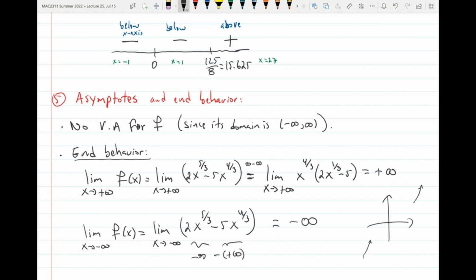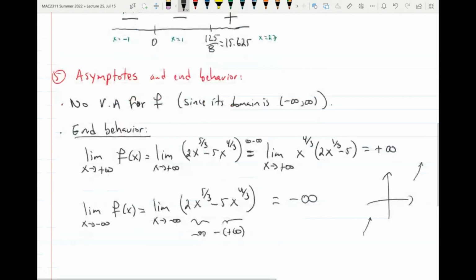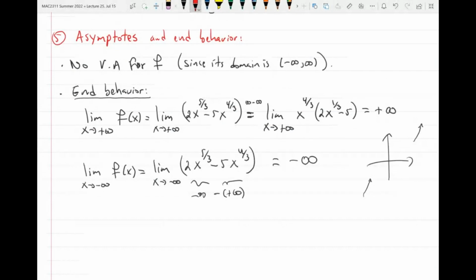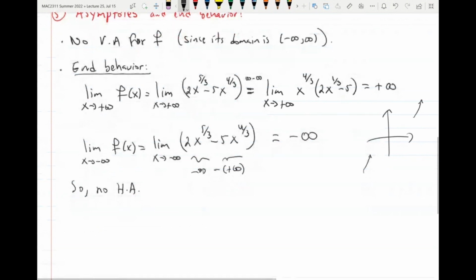Later, when I tell you about slant asymptotes, you will see, but this function doesn't have a slant asymptote. That's just a very quick hint, and I will expand on this later. Because when you get infinity for the end behavior, this means there is no horizontal asymptote. So far, this is telling us that there is no horizontal asymptote. But then you may wonder, do we have a slant asymptote?